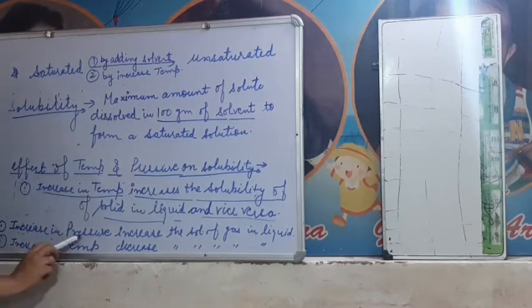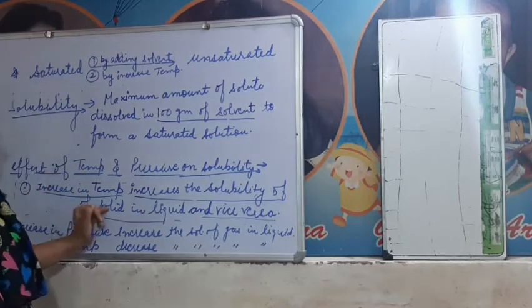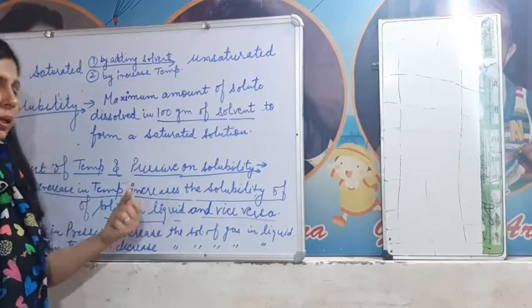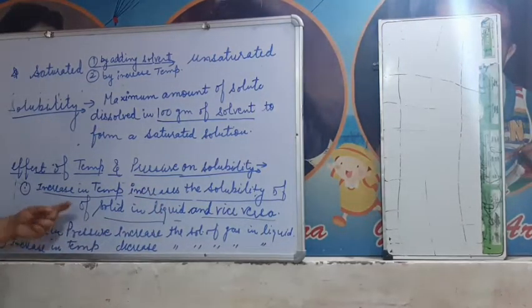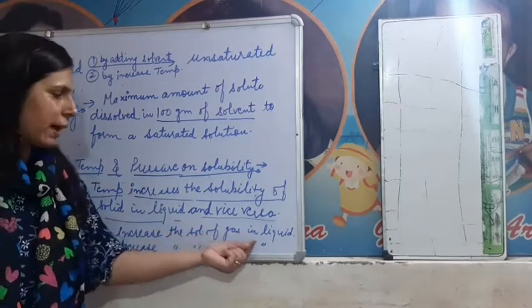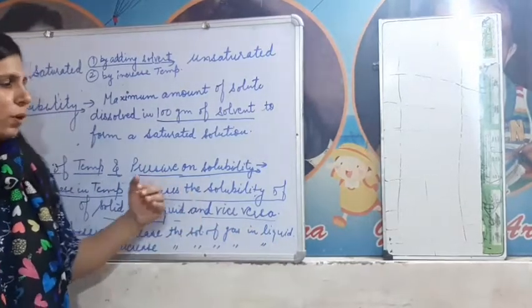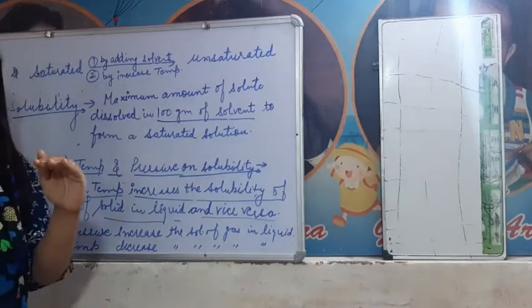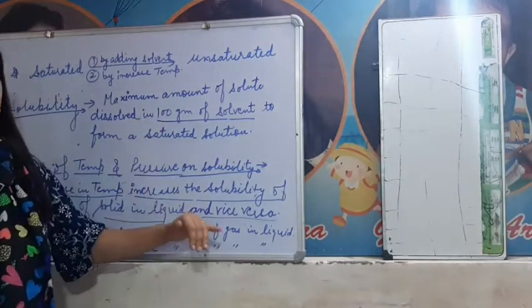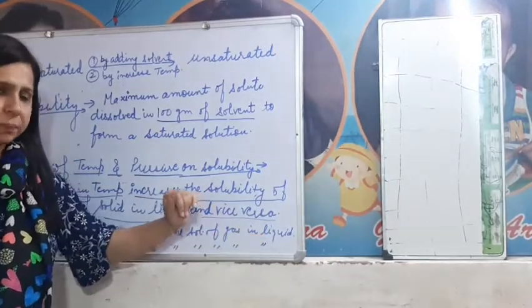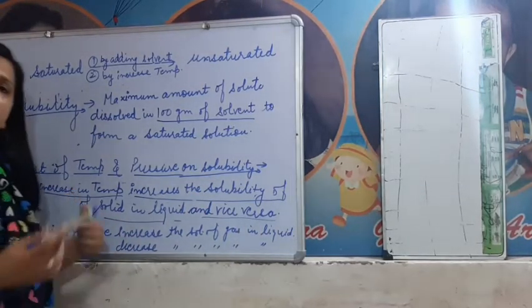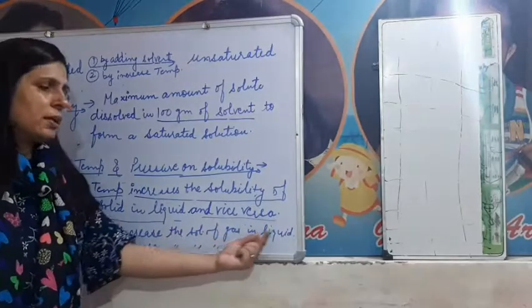Second thing, increase in pressure. Pressure has no effect in the case of solid and liquid. The example is sugar in water or salt in water. But pressure has an important role in the case of solubility of gas in liquid. There is a more prominent effect of pressure on gases. So if we apply more pressure on a gas, more gas is soluble in the liquid. Likewise, if we decrease the pressure, it will decrease the solubility of gas in liquid.